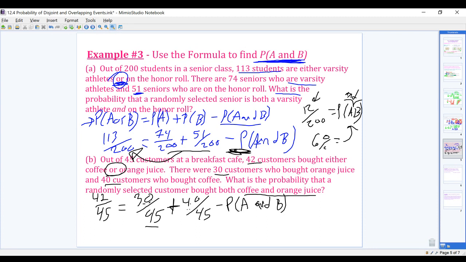All right, so add these together. You get 70 out of 45 equals 42 out of 45. Here. Minus probability of A and B. Right, subtract 70 from 42, and you get negative 28. But the other side has a negative right here, right? So you're just going to cancel both those out. 28 out of 45 equals probability of A and B.